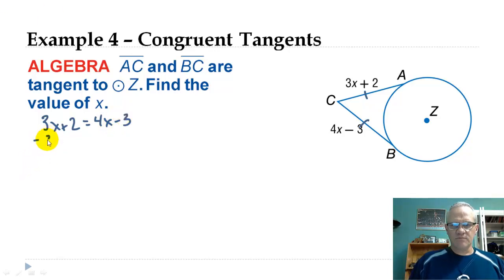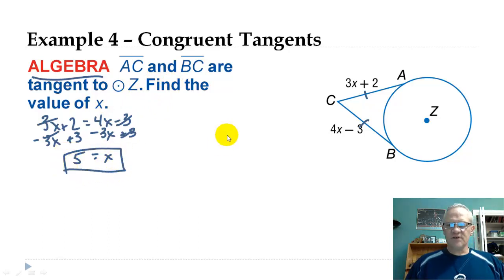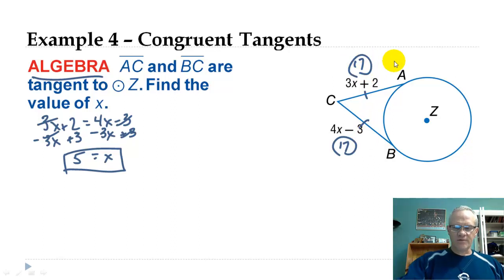Let's solve it using algebra. And so minus 3x, plus 3, plus 3. And so this just gives me x equals 5. And that's what we're trying to do, is find the value of x. Now, if you want to check yourself here, you could plug it back in. 5 times 3 is 15, plus 2 is 17. And then here, 5 times 4 is 20, minus 3 is 17. So that checks out. We're in good shape there. So x is 5.